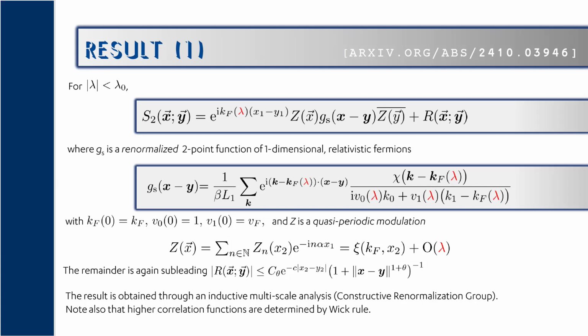So we have the wave function renormalization, the Fermi velocity, and Fermi points which are close but different from the ones of the unperturbed model. And also there is the addition of two modulations, where both in x and in y we have quasi-periodic modulation. So our two-point function is indeed not rotation invariant.